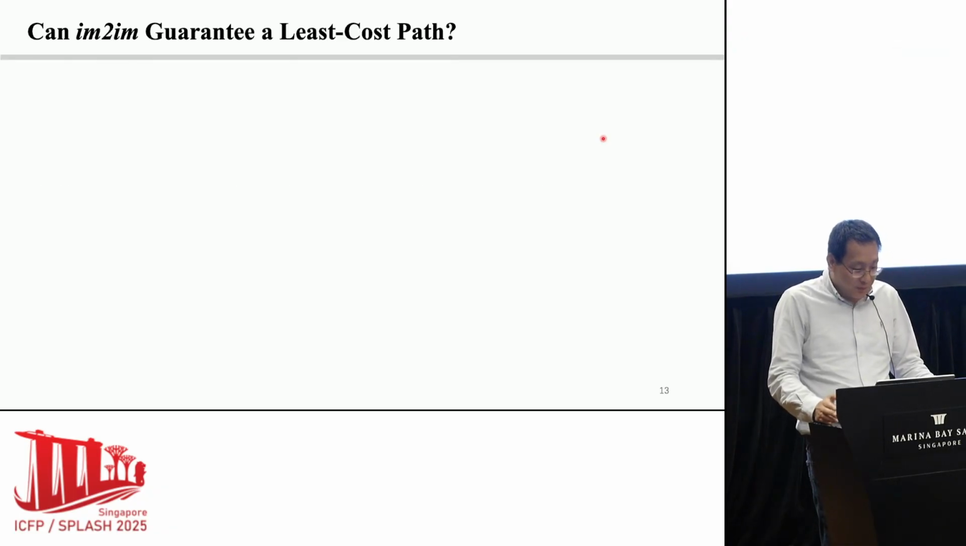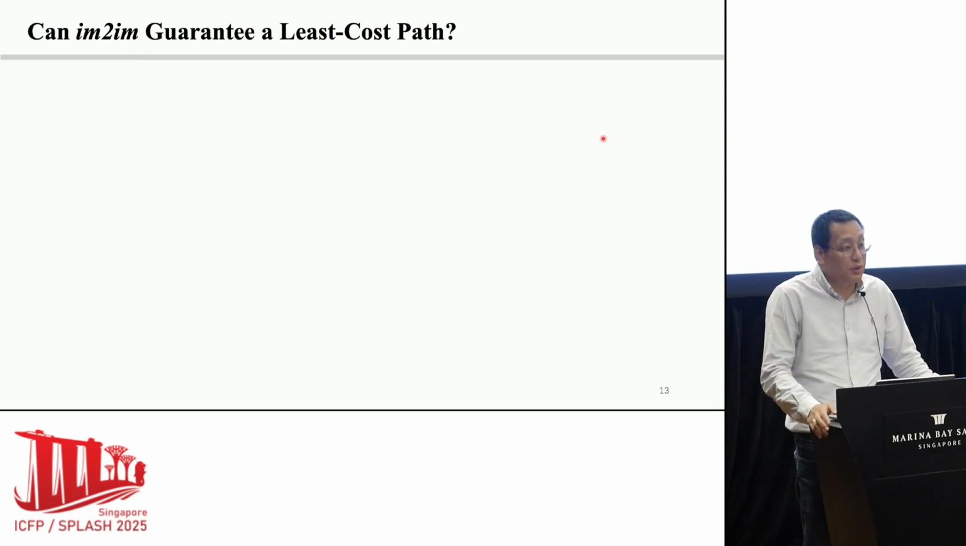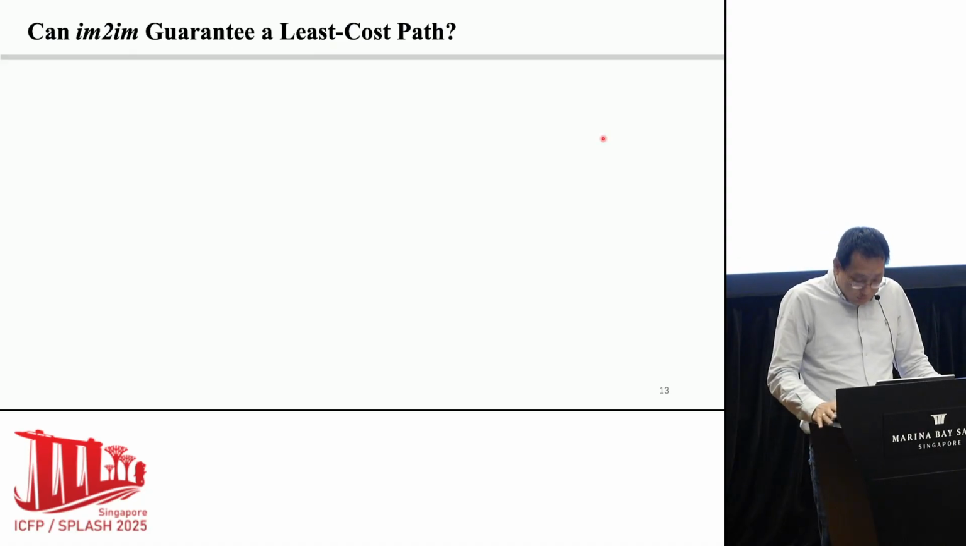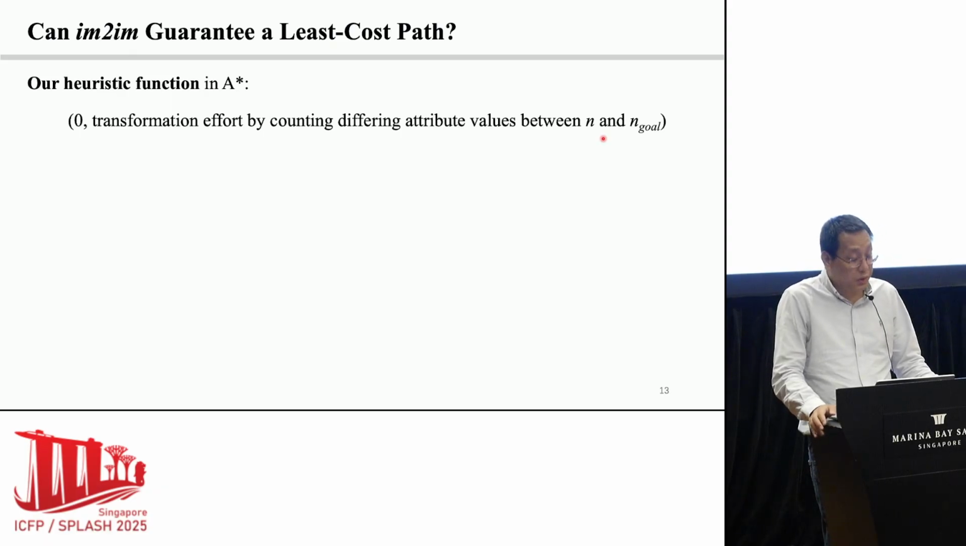Okay, so the first question is, can im2im guarantee a least cost path between image formats? Let's first look at our heuristic function. We use a very simple and safe heuristic. It just counts how many metadata attributes differ between the current node and the goal node. This captures how much transformation effort is still needed.